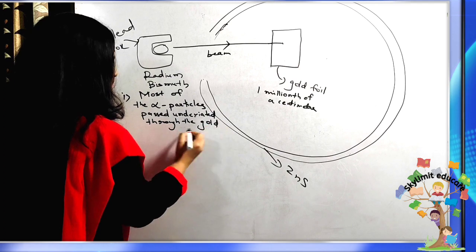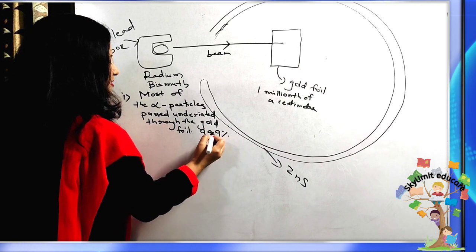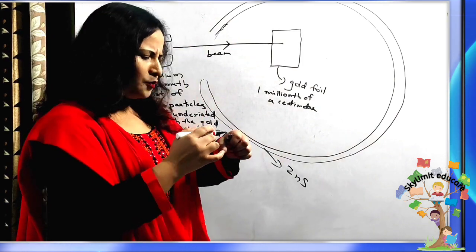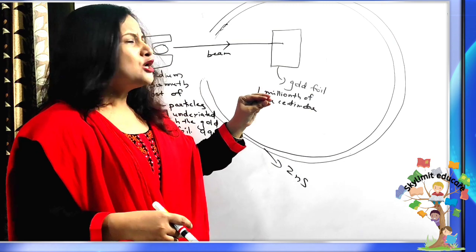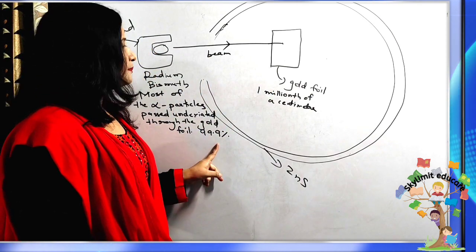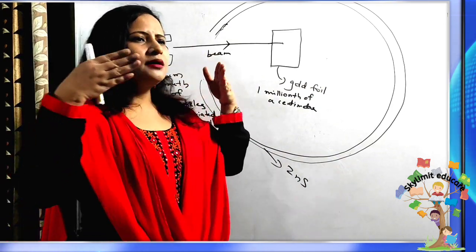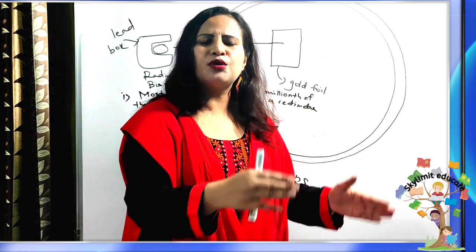Okay, the first observation. That means we can say around 99.9%, the maximum of the alpha particles. So this experiment is conducted with many alpha particles. Most of the alpha particles, that means around 99.9% of the alpha particles, pass straight through the gold foil.